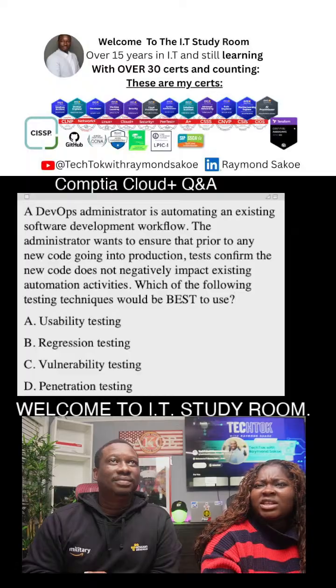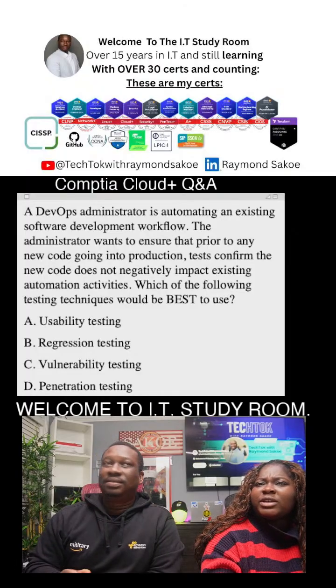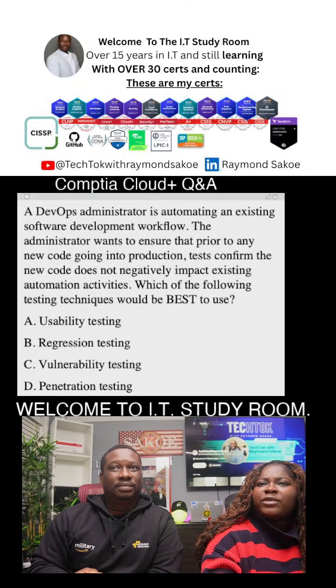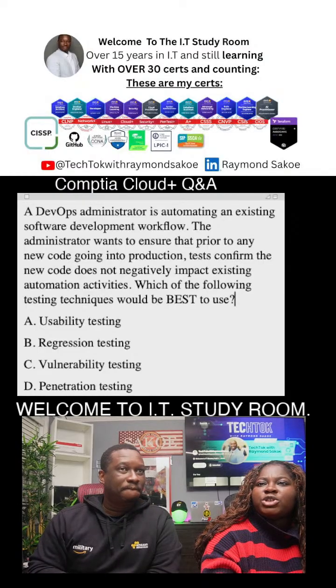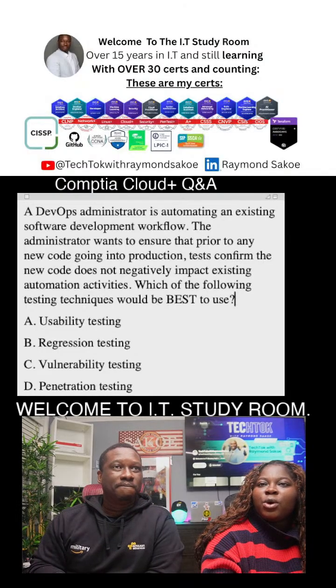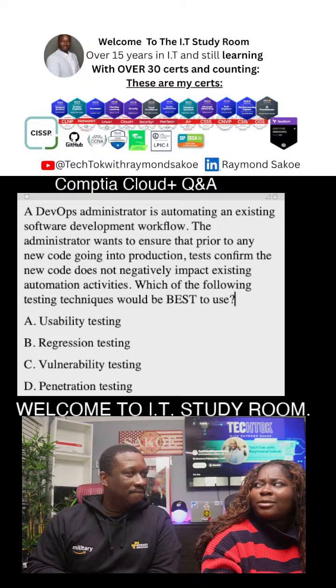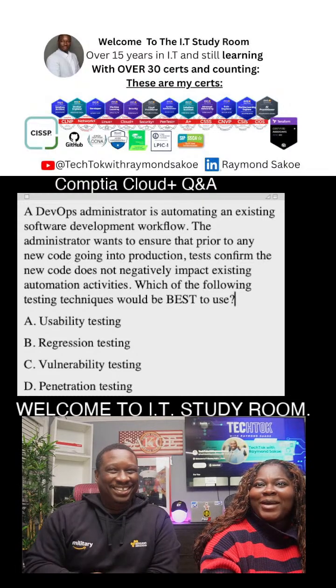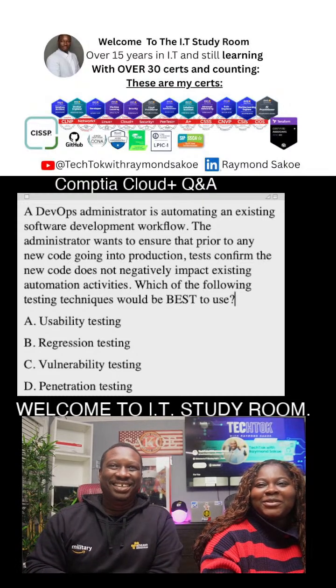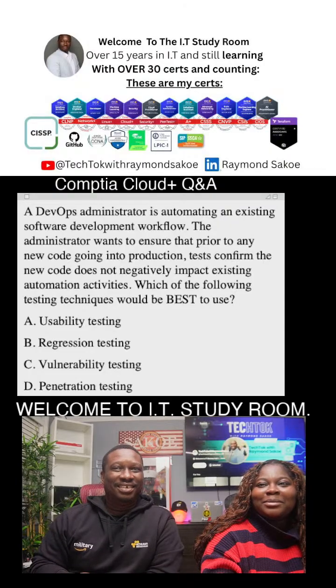You guys read fast. A DevOps administrator is automating an existing software development flow. The administrator wants to ensure that prior to any new code going to production, tests confirm the new code does not negatively impact existing functionality. Which of the following techniques would be best to use?